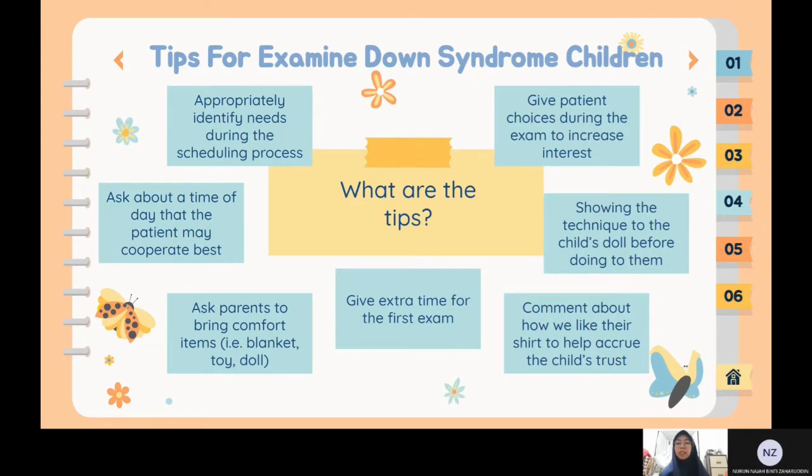Next is to give extra time for the first examination to the Down syndrome children. It will be helpful for the children to adjust to their surroundings and to communicate at their own pace. Next, comment about how we like their shirt to help gain the child's trust. The sixth one, show the technique to the child's doll first before we do it to them, so it will let them know what the test is like. And the last one is to give the patient choices during the exam to increase their interest.